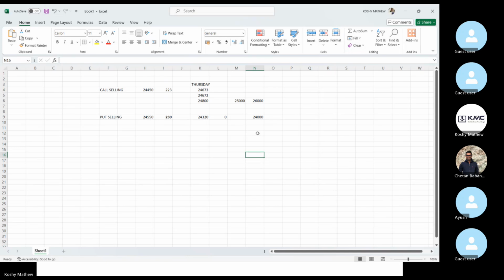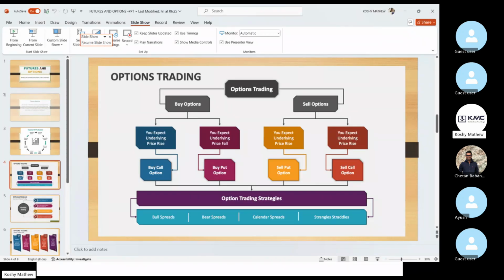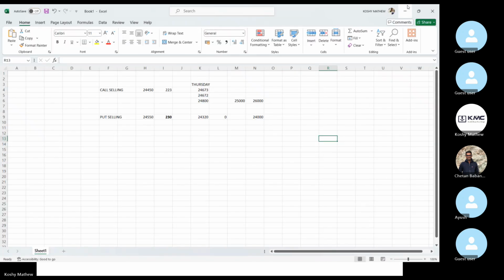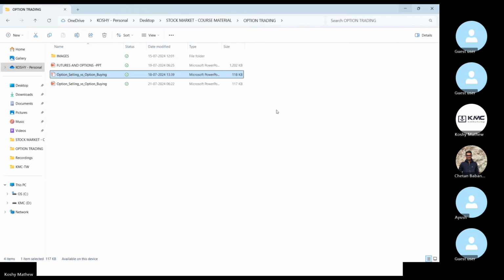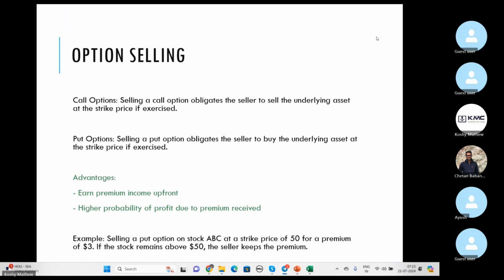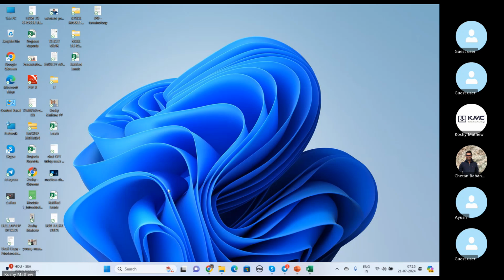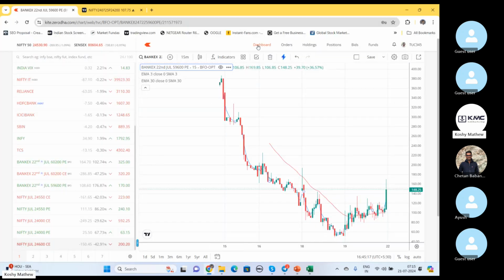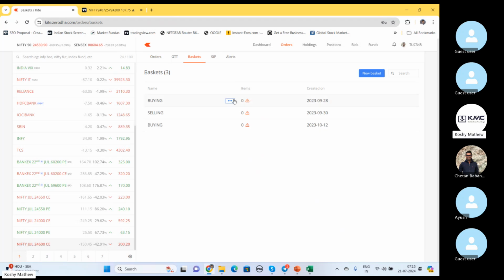Got it? Have you understood this concept? Do you want me to show it in a real-time scenario? Yes, please. I think it's a little overwhelming, I can understand for a beginner. Let's do this. Let me open the basket now.